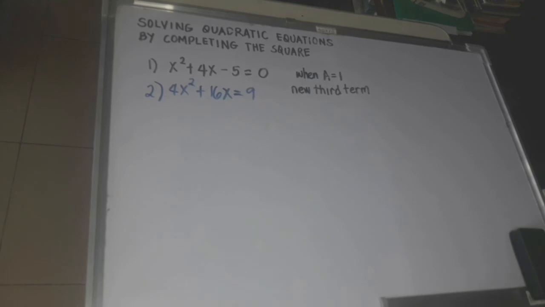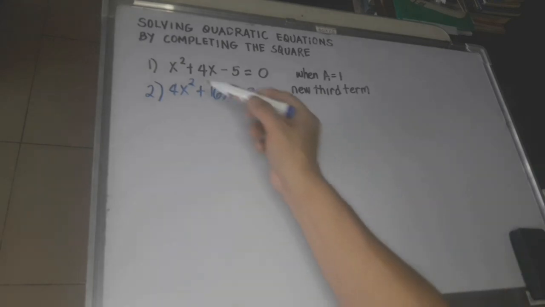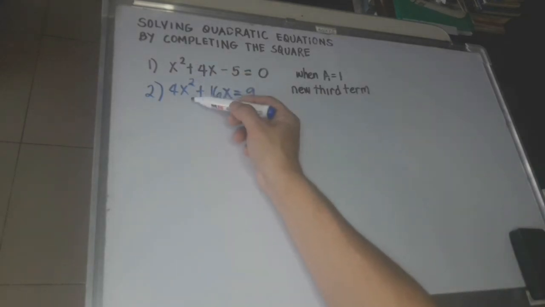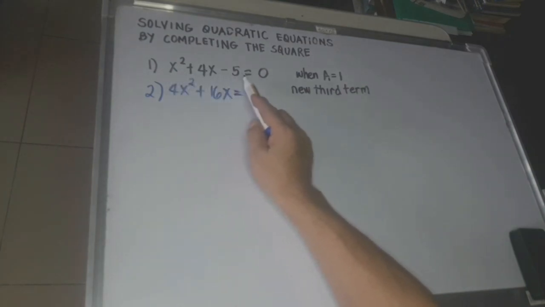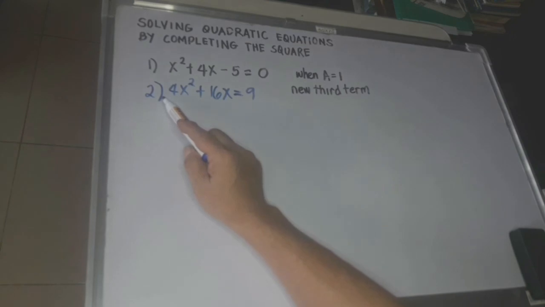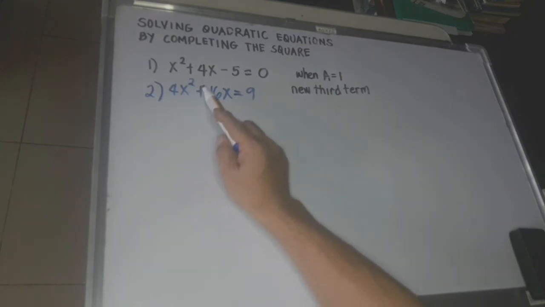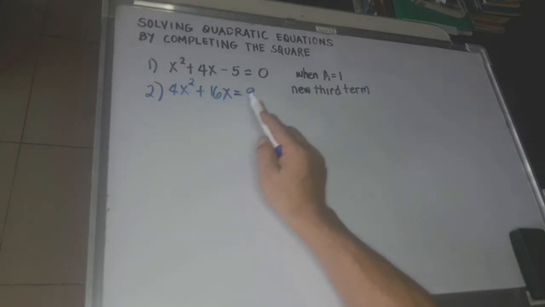This time, we're going to solve quadratic equations by completing the square. But I have here two equations. The first one is x squared plus 4x minus 5 equals 0. And another equation is 4x squared plus 16x equals 9.